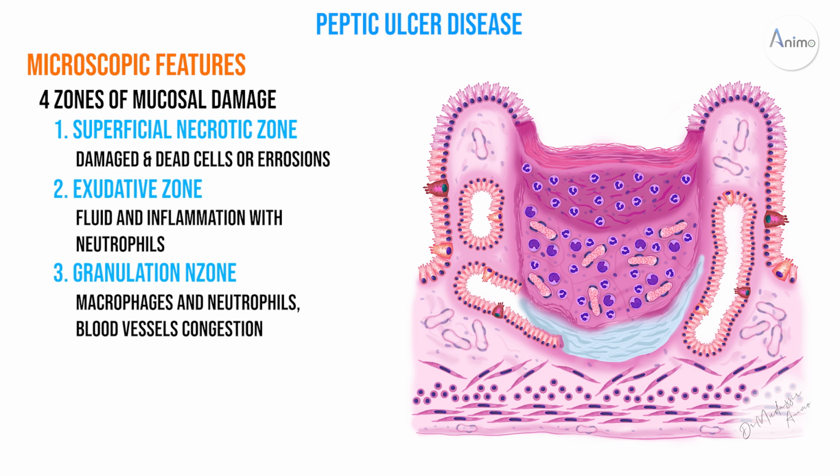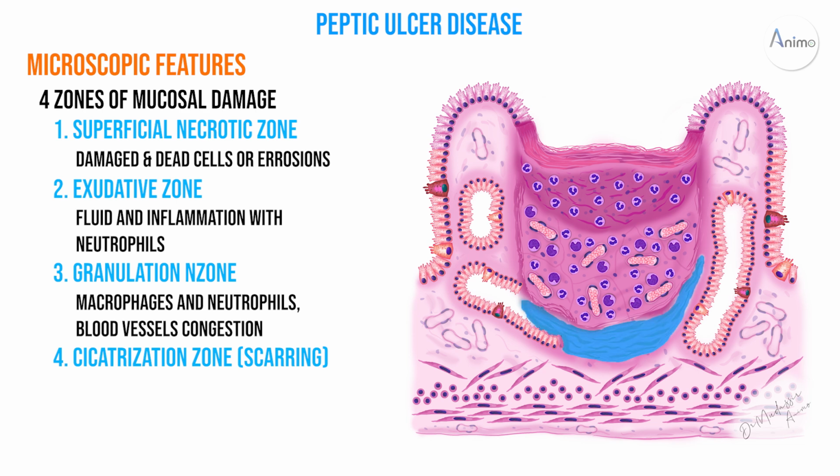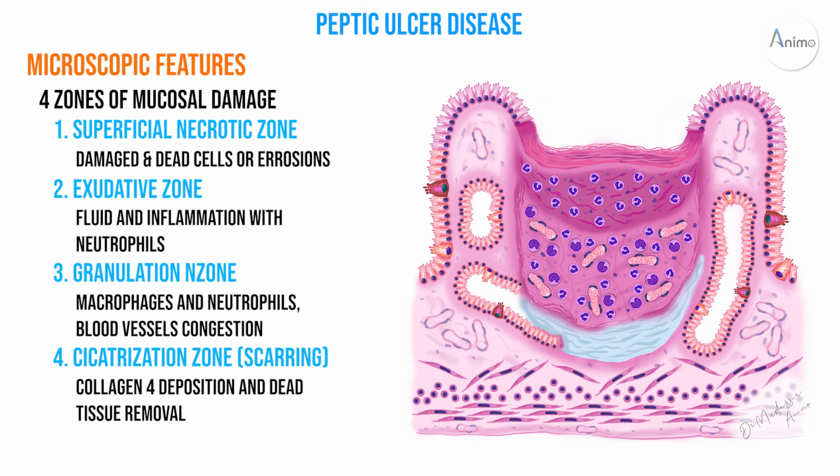And the number 4 and last zone is the cicatrization zone, which is also known as the scarring zone. As a result of this repair of the damaged mucosa, the macrophage lays down a large amount of collagen, especially type 4 collagen, which causes increased deposition of scar tissue and fibrous tissue in this zone, along with the removal of all kinds of dead debris of cells. So this zone is recognized by the scarring and fibrosis of the stomach mucosa. So this was zone 4, also known as the cicatrization zone.